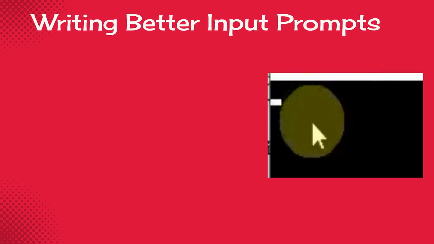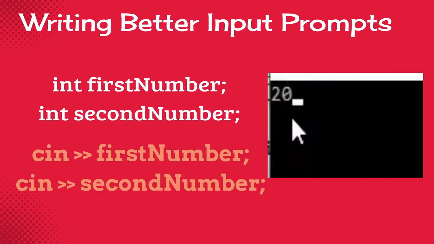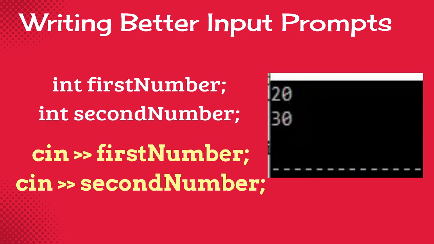Now let's talk about writing better input prompts. Suppose we write a program that simply waits for the user to enter two numbers. Although the program works correctly, the user doesn't know what information should be entered first. Now let's improve the program.